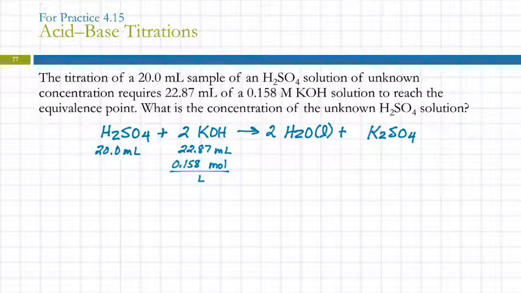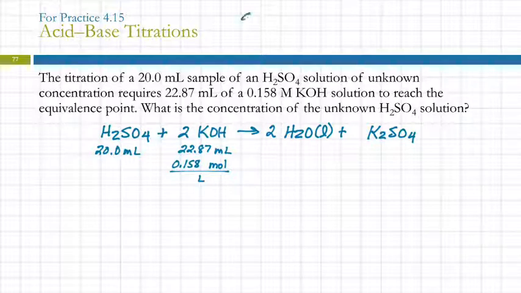Okay, can we use the dilution equation? Are we diluting something? No, we have a chemical reaction. I've got 20 milliliters of this thing, and I've got 22.87 milliliters of a different substance. Do not use M1V1 for acid-base titration. And if a tutor or someone else tells you to do that, I want their name, okay? Because I'll be nice, but that's bad advice.